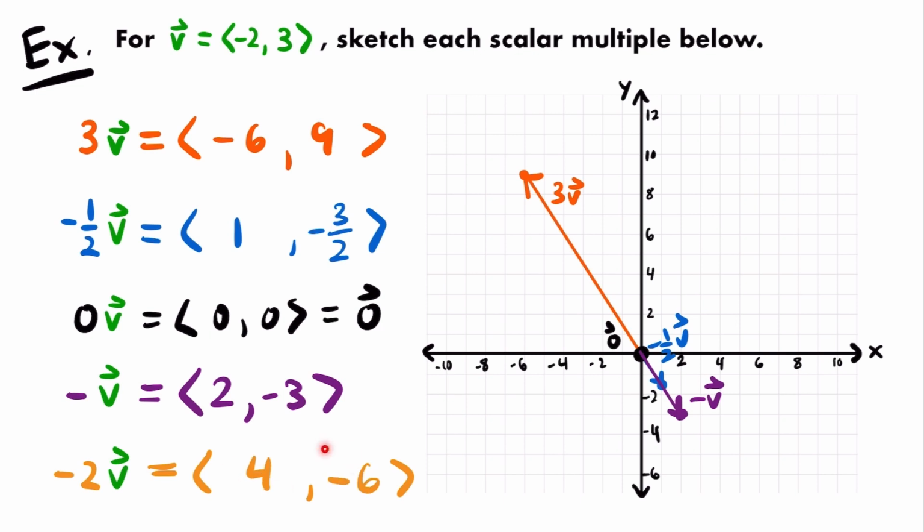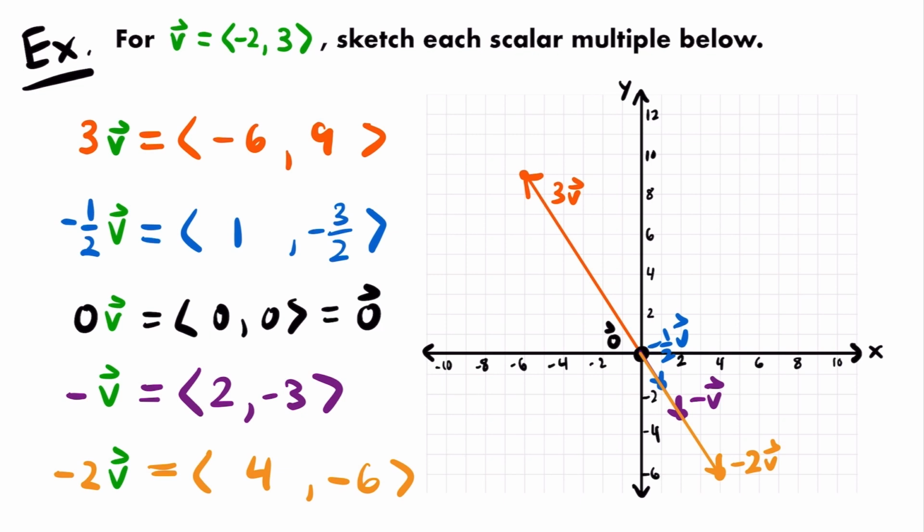And now to sketch this vector, we need to find the point (4, negative 6). So if we go to our graph here, 4 in the positive x direction will take us to 1, 2, 3, 4 right here. And then negative 6 in the y direction is 1, 2, 3, 4, 5, 6 right here. So I'll plot that point, and then to sketch our vector, we want to start at the origin and connect to that terminal point, and then draw the direction of that vector. All right, and so that is the vector negative 2 times vector v.